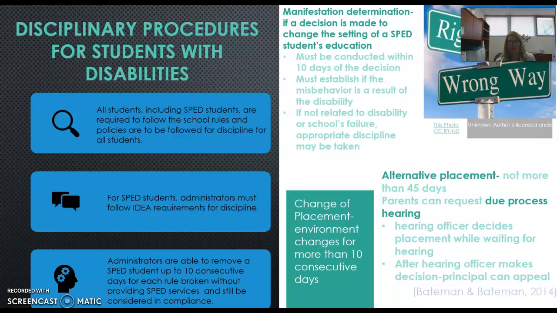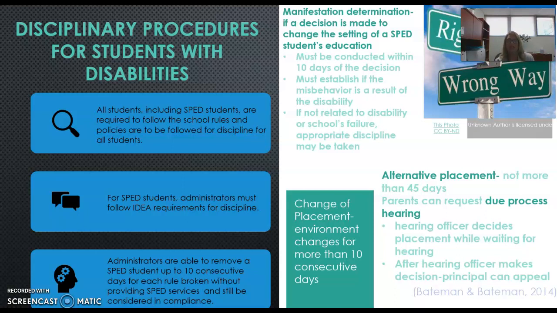The disciplinary procedures for students with disabilities include: all students, including SPED students, are required to follow the school rules, and policies are to be followed for discipline of all students, including those SPED students. For the SPED students, administrators must follow IDEA requirements for discipline, but administrators are able to remove a SPED student for up to 10 consecutive days for each rule broken without special ed services being offered and still be considered in compliance.